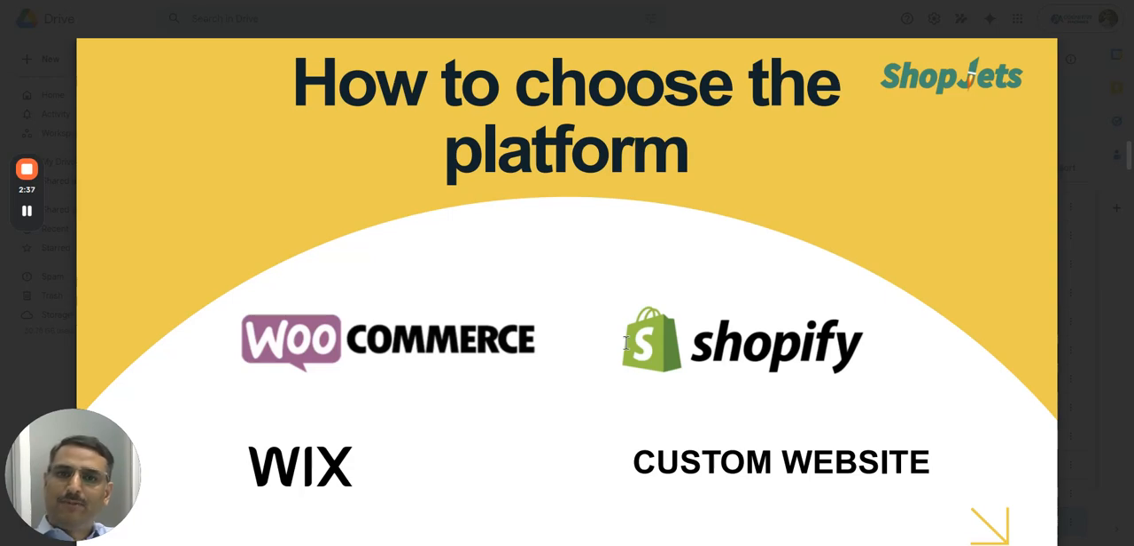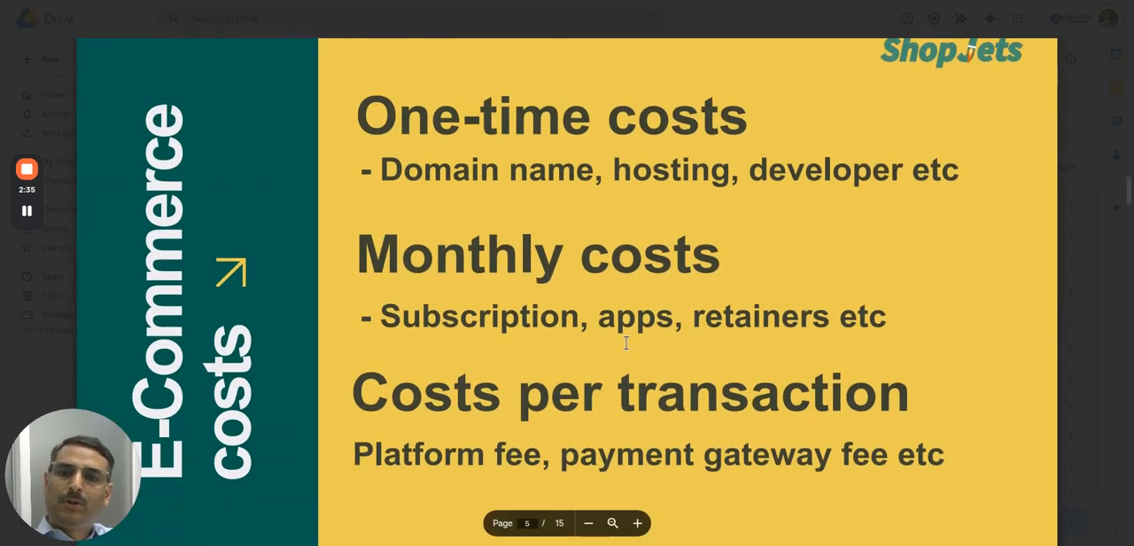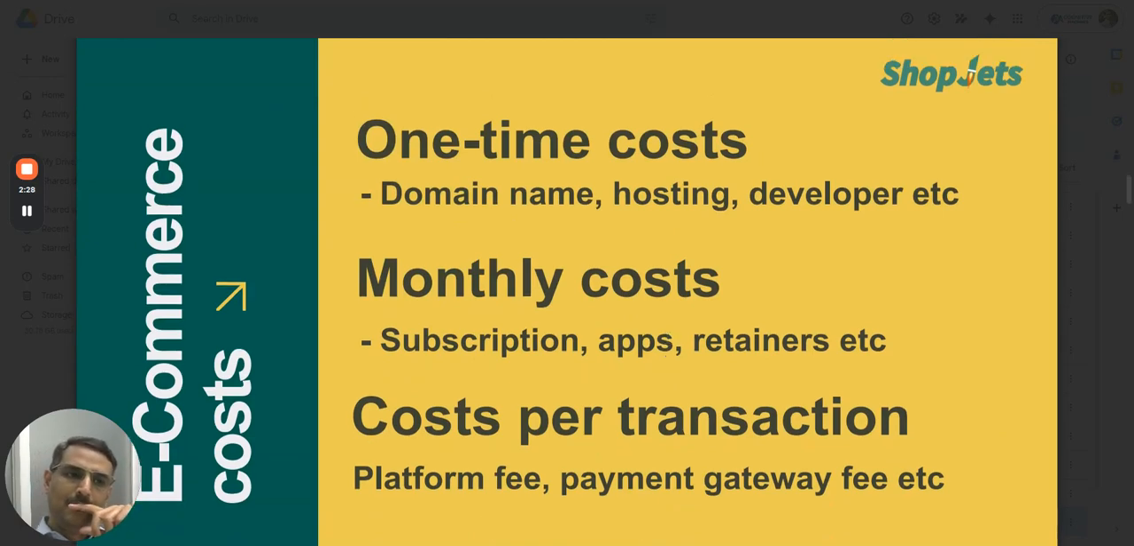Now, having seen these platforms, I want to explain a little about the costs involved in e-commerce platforms. What we need to understand is that the costs fall into three major brackets. One is a one-time cost, which is what you pay at the start of the project. For example, you buy a domain name, you buy a hosting server. All of these are one-time costs. Or if you are using a developer to set up the shop, that comes under the one-time cost category.